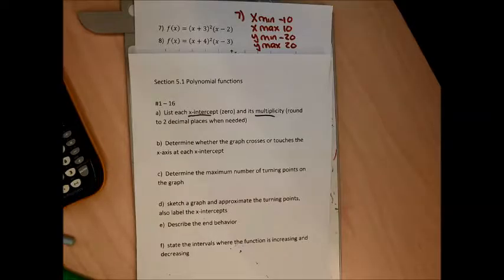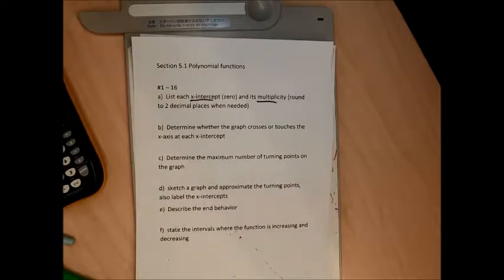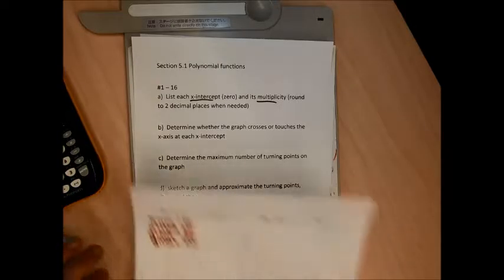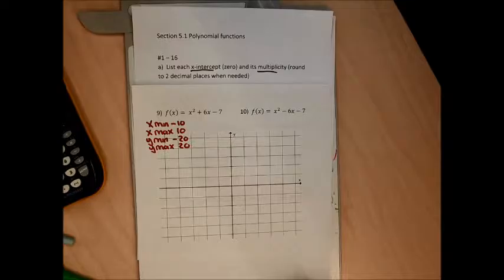I have 3 or 4 more problems to do for this video, and then we'll make a part 3. So the rest of the problems between 1 and 16, I don't know if they're easier, but they could be easier for the most part. They're not factored, which means when I go to do the x-intercept, I'm going to have to factor them.